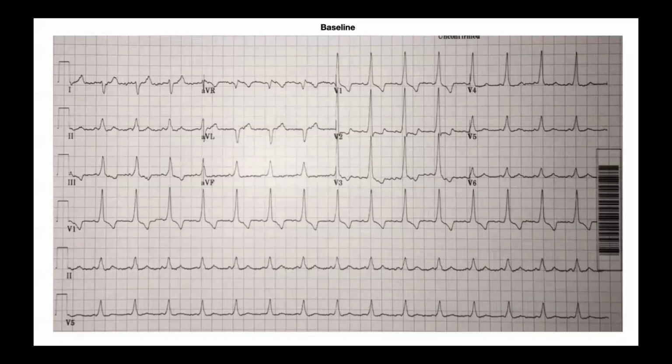So this is the same patient, and this is his baseline ECG, which shows again the short PR and delta waves. So this is his baseline. So this is WPW and orthodromic, because the delta wave is clear here in the baseline ECG.